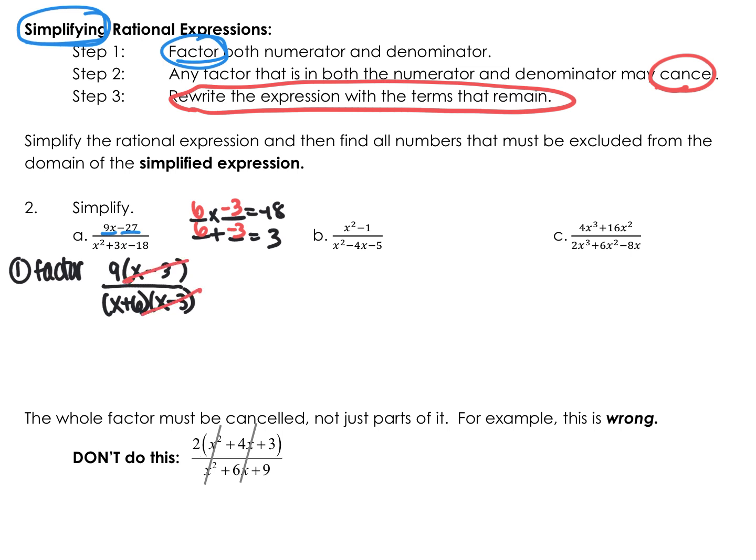And so then our answer, so that was step 2, was to cancel common factors, and then step 3 is just to rewrite your answer with what's left. So in the top, the only thing that's left is the 9, and the bottom, the only thing that's left is x plus 6. So this is our answer.